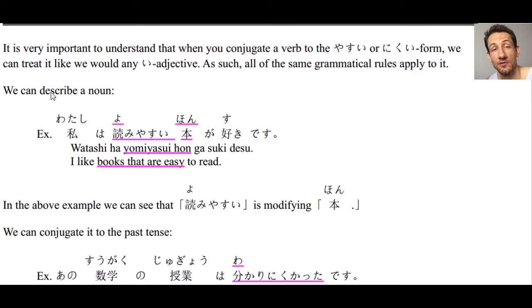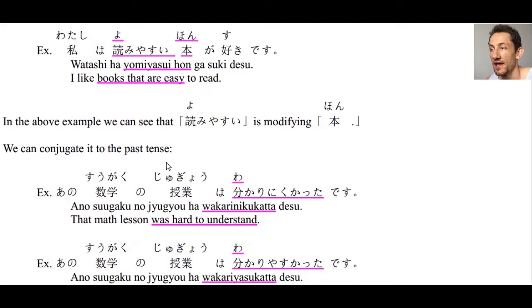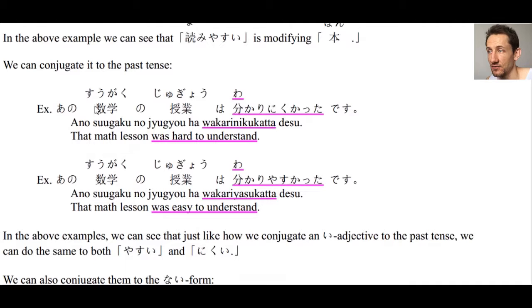So for example, we can describe a noun. We can say, 私は読みやすい本が好きです。So 読みやすい is describing 本. So books that are easy to read. I like books that are easy to read. 読みやすい本. And in the above example, just like I said, 読みやすい is modifying 本. And we can also conjugate to the past tense. So we can say, あの数学の授業はわかりにくかったです。So わかりにくい、わかりにくかった. The past tense, that math lesson was hard to understand.